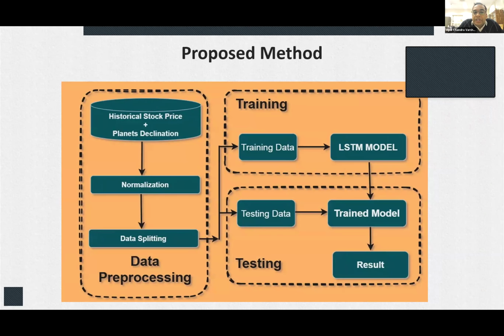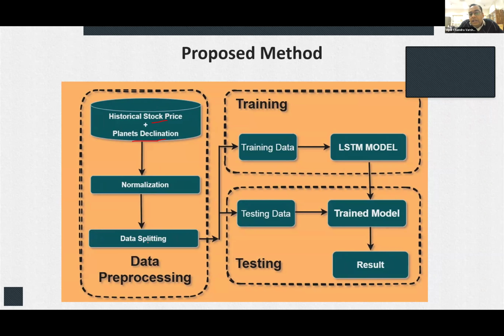This is my proposed methodology, in which I have collected all the historical data of the stock price along with the data of the planet declination, and then pre-processed that data, meaning removing all the unwanted data. I have considered only the live working dates on which the share market was live, excluding all the holidays, even the null values, and whatever the case may be.